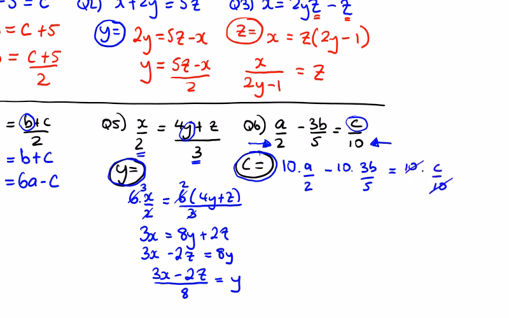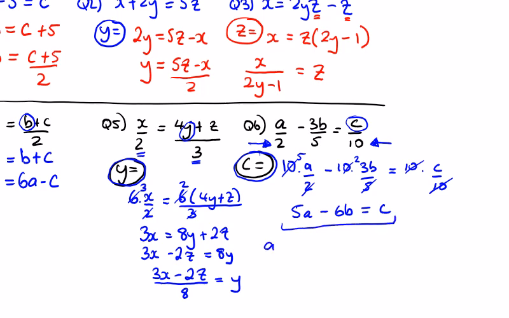Now these cancel just to give me 1, these cancel to give me 5, and these cancel to give me 2, or divide. So the first one becomes 5a. Then we're left with minus 2 times 3b, which is minus 6b, equals c. And we wanted c on its own, and we have c on its own, so it works out quite quickly.